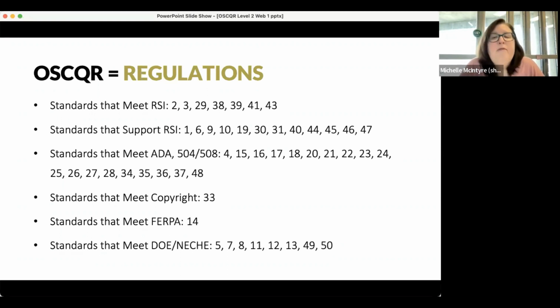standards right there. We have one standard for federal copyright law, and we have one standard for federal FERPA law. And we also have a spattering of standards that meet other DOE or NICHE requirements that are not listed in RSI. They're just various general DOE and NICHE rules, like you have to have a syllabus, some basic regulations. So there are only about two standards that are outside of this.